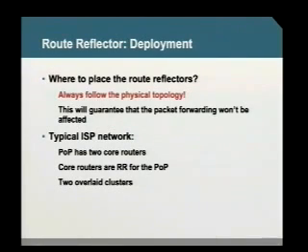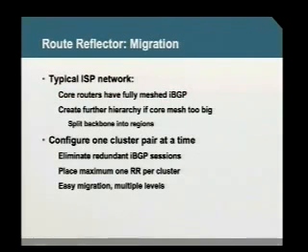In a typical ISP network, as I said, you've got 2 core routers. They are the route reflectors for the POP. You've got 2 overlaid clusters. Core routers are part of the full mesh. If the core mesh becomes too big, more than 50 or 60 routers, we'll consider subdividing that. When you're migrating, configure 1 cluster pair at a time. Eliminate redundant IBGP sessions. So you can set up the cluster, set up the relationship between the reflector and the client. Once that's running, just strip out the redundant sessions, and you're done.